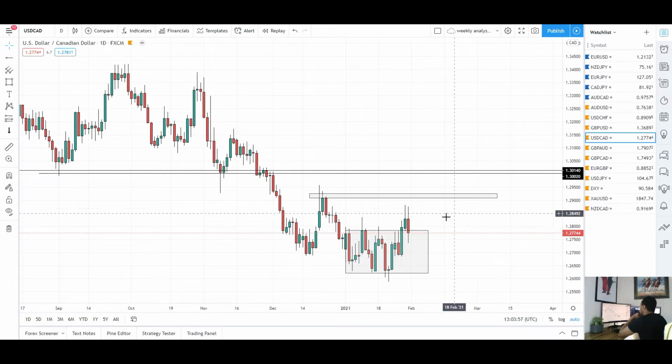But right now, we are looking bullish for USD CAD. Probably expect further movement to the upside to go and test 1.29 area around about there for that resistance. Break through that, could be it going up to 1.3.